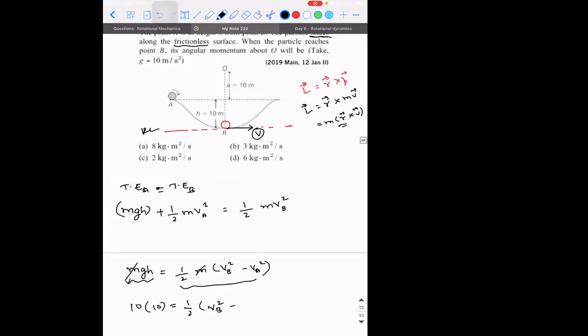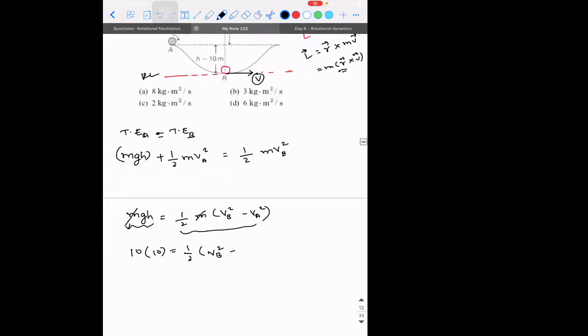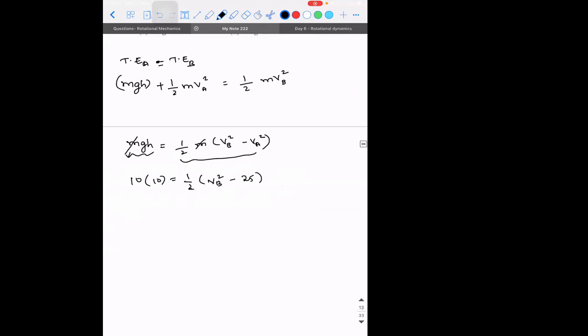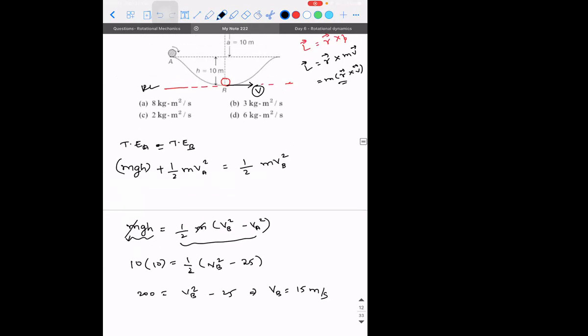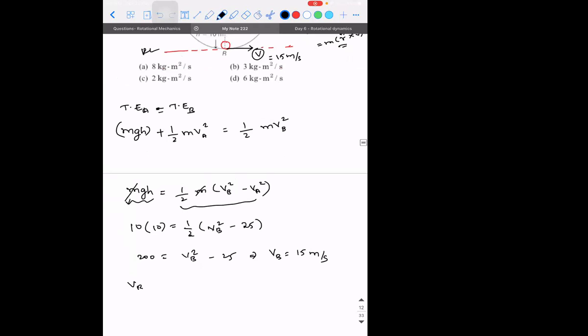Minus, what is the value of Va, guys? 5, so it is 25. So 200 is equal to Vb square minus 25, which implies Vb is equal to root of 225, which will be 15 meter per second. Guys, accepted? So if I have to write Vb as a vector, I will write it as 15 i cap.